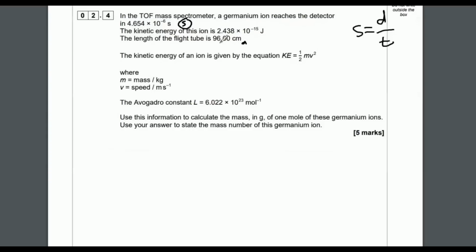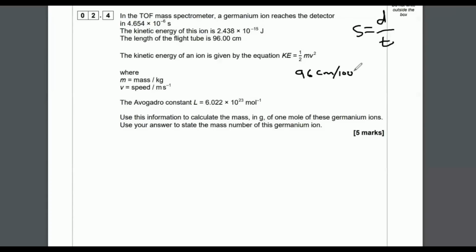The length of the flight tube is 96 centimeters, so we've got distance and time, and that should make us think of speed equals distance over time. You always need that equation in the time of flight. I've never seen one where you don't need speed equals distance over time, or velocity equals distance over time. And they will always give you kinetic energy is equal to half mass times velocity squared.